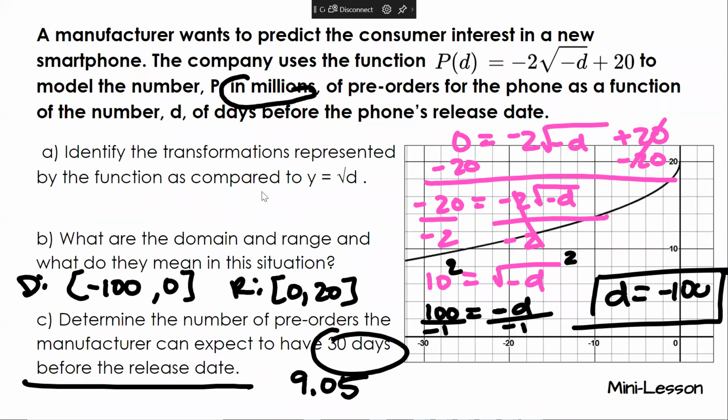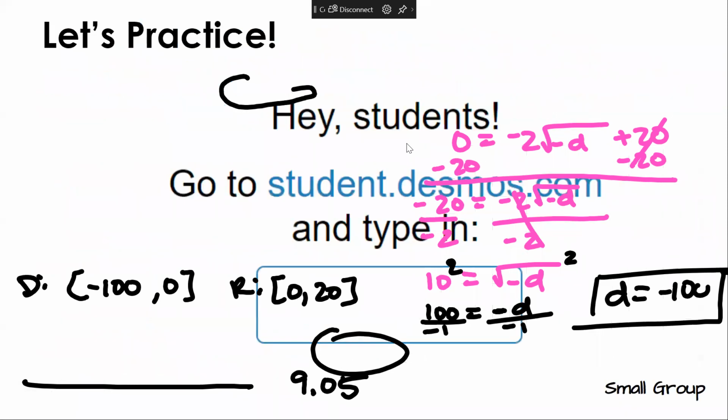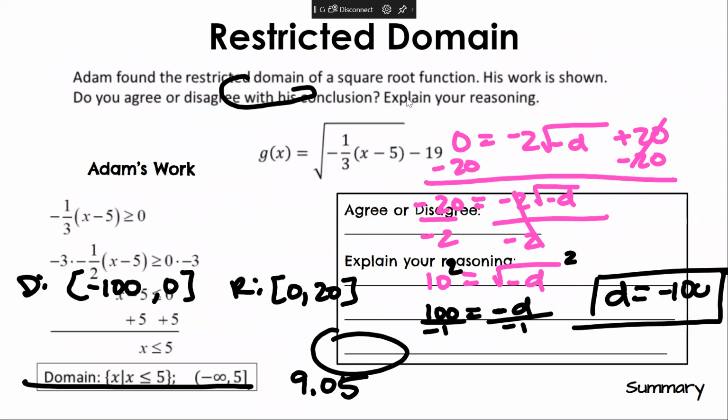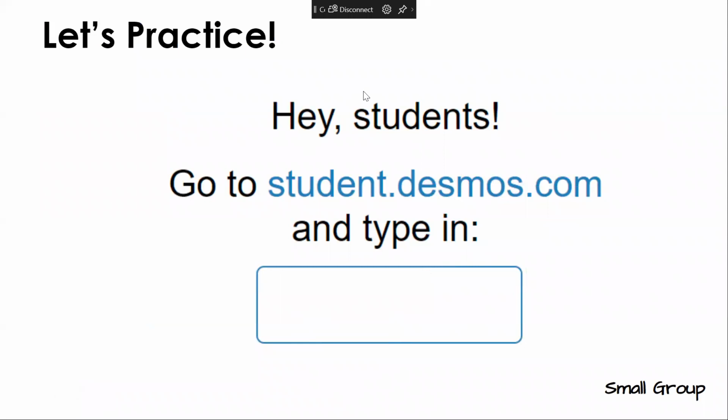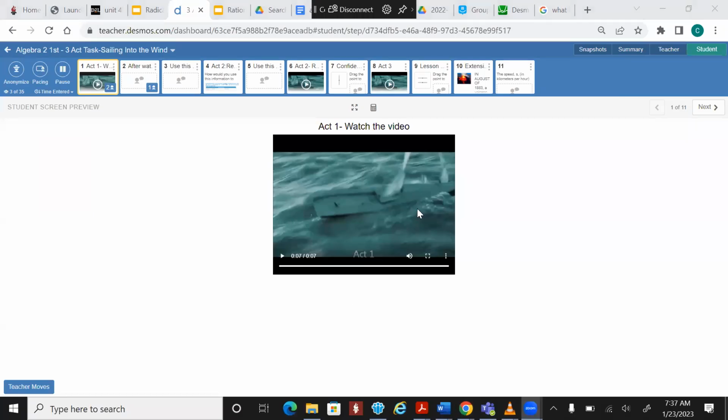Okay, so on the first one, we told the transformations. On the second one, we said the domain and range. On the third one, we took this X value, or D value, and plugged it in. Okay, so go ahead and take out your computer. I know, Desmos is life, yo. Okay, so we're gonna watch it one more time.